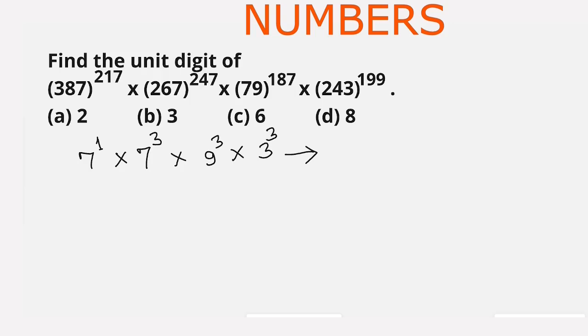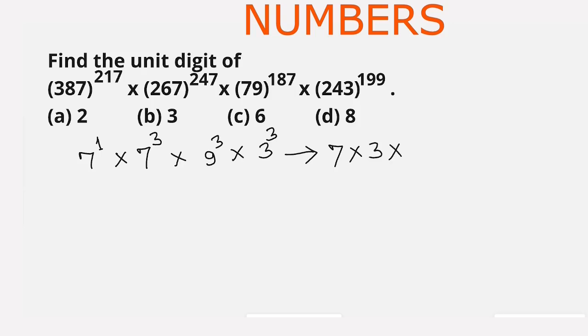Now 7 to the power 1, we can write 7 multiplied by 7 to the power 3. 7 times 7, 7 to the power 2 is 49, and we take 9, the ones place of 49, and we multiply again it by 7. Then 7 times 9 is 63, and we take the ones place of 63, which is 3.